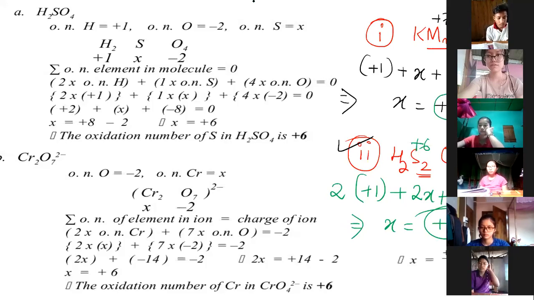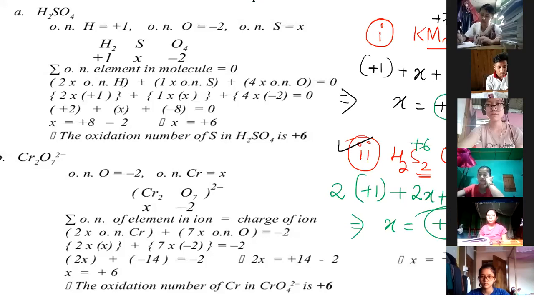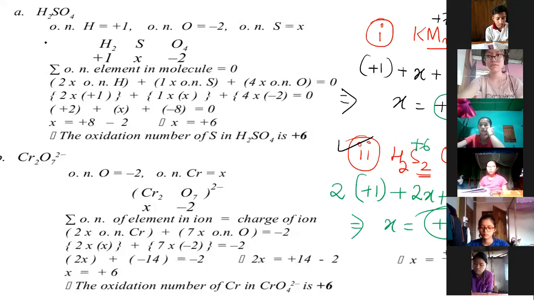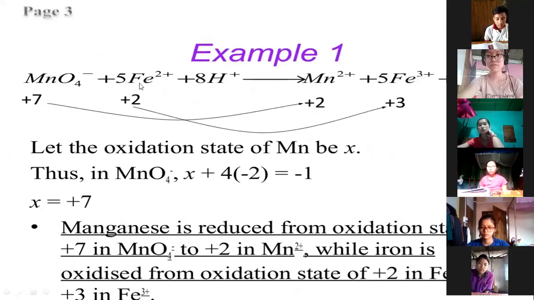Okay, remember the rules. It is not a very difficult topic. After oxidation number, we will see the practical application of redox in titration. Now let us look at an example. This is an example to show you the change in oxidation state.